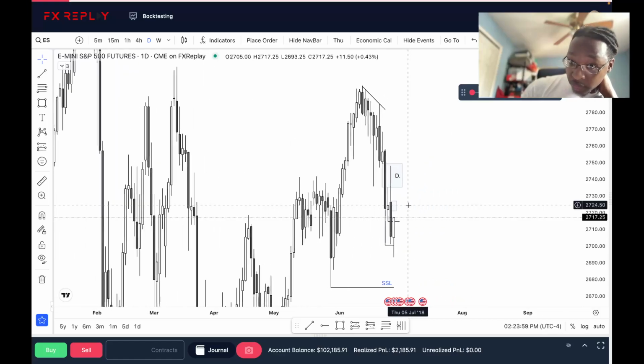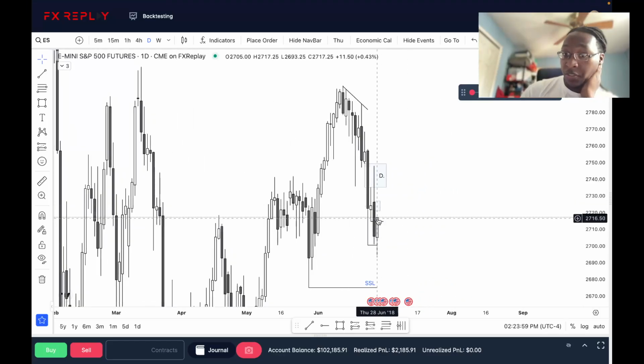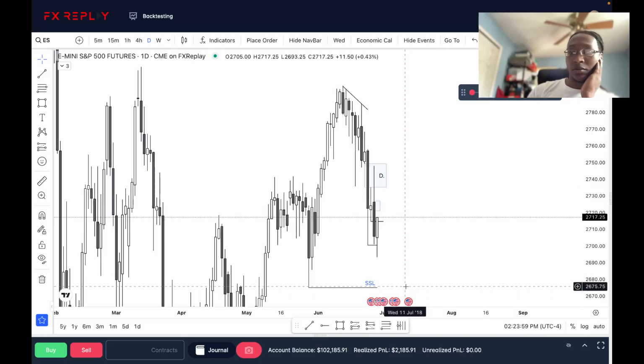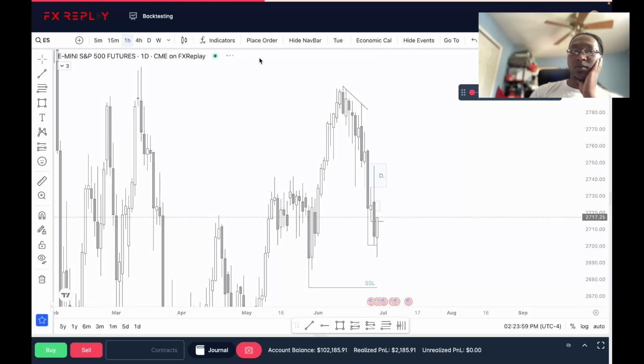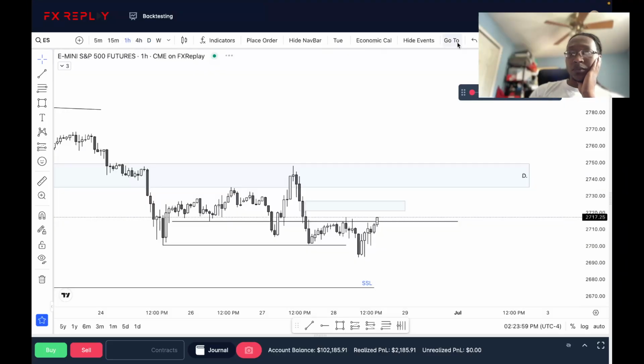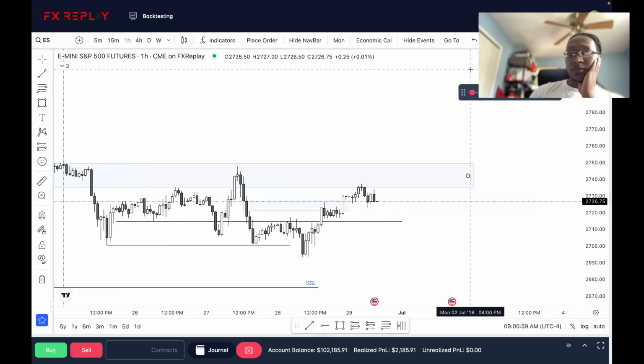So on my daily chart, what may happen is we come up into this order block here and find resistance and trade lower, or we could just rally higher from here. So let's see what happens. So 1 hour, next session. Okay.